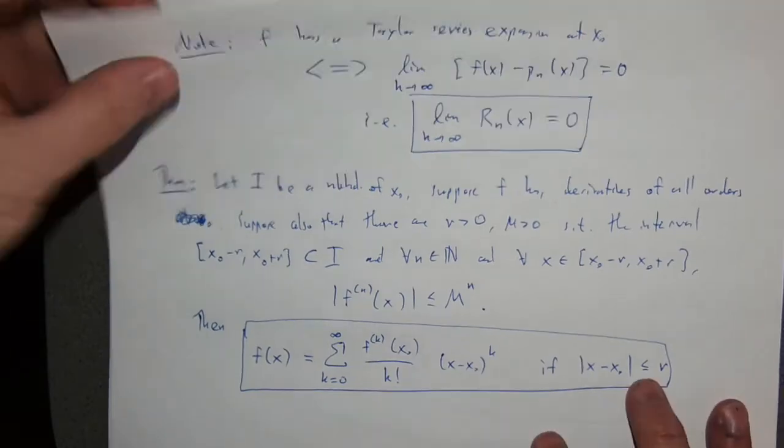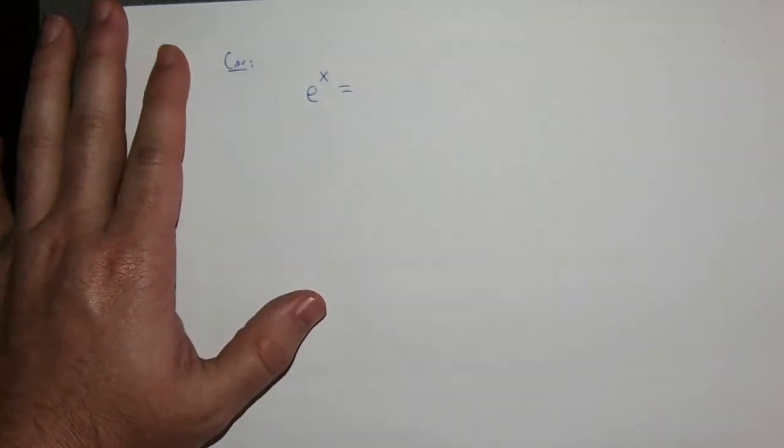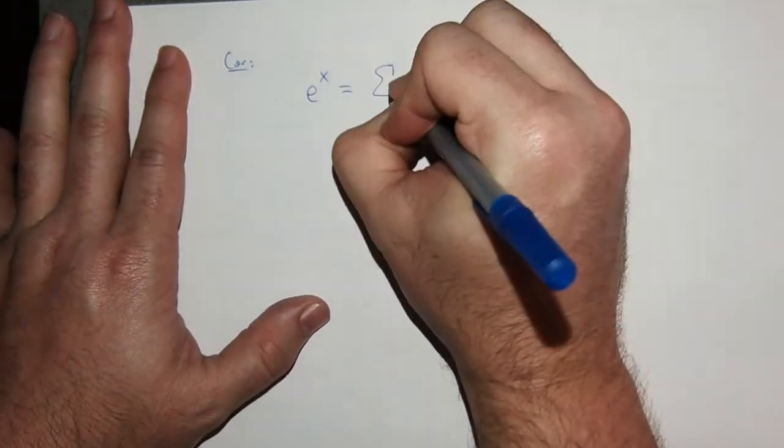And so to give you evidence of that, let's have a quick corollary of this fact. Some of your favorite functions, of course, can be written as a Taylor series using this fact. So e to the x, you know what e to the x looks like.